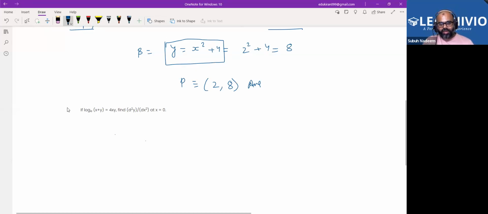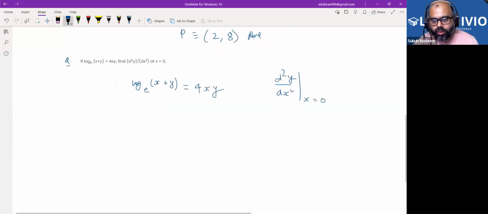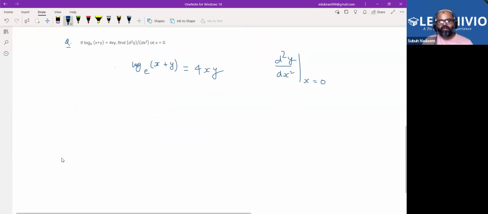So this question says here that log of (x plus y) to the base e is equal to 4xy, and you have to find d2y by dx square at x is equal to 0. So how do we approach this question? This is a double derivative, and sometimes in JEE double derivative questions come.